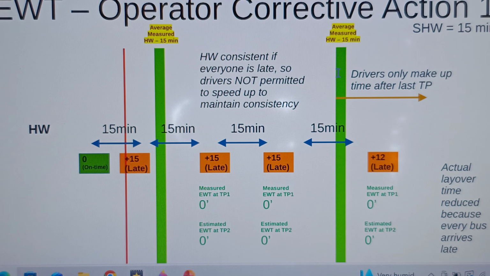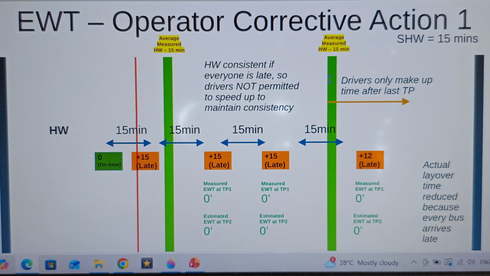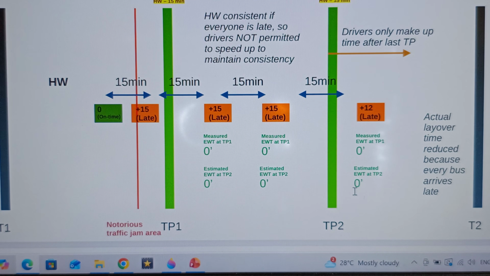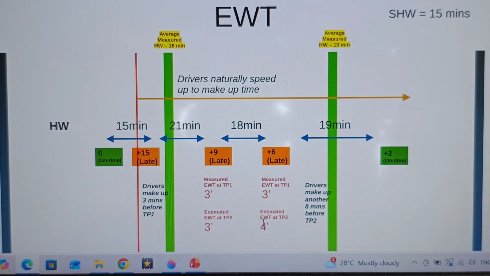So again, what can PTOs do to address the situation? They cannot do nothing, right? Because it's part of your job. Essentially, what they aim to do is that measured estimated waiting time at TP1 is 0.0000, right? When you compare to this, it's actually 3334.